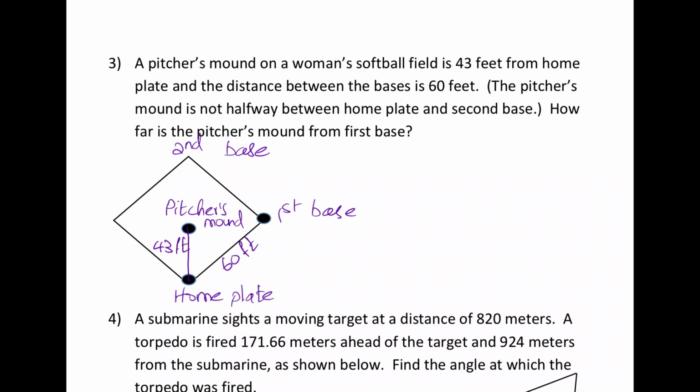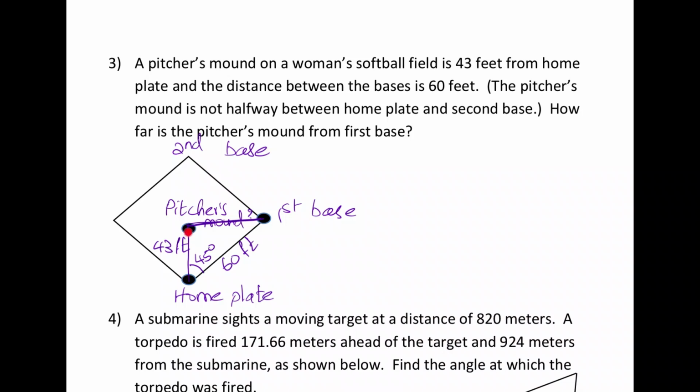And then they're asking us how far the pitcher's mound is from the first base. So this is the distance they're asking us to figure out. One thing about the softball field is these angles are 90 degrees here. So if this is a 90-degree angle, this line is dividing it into two equal halves. So each half is going to be a 45-degree angle.